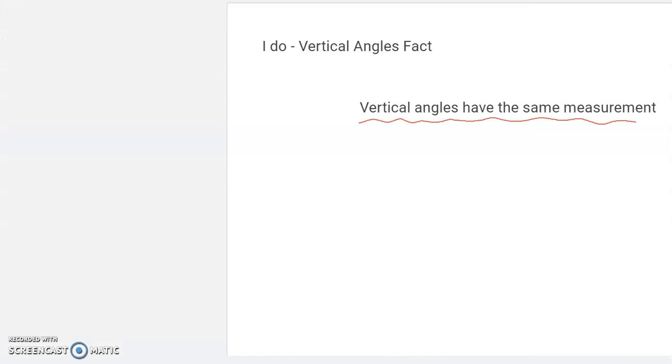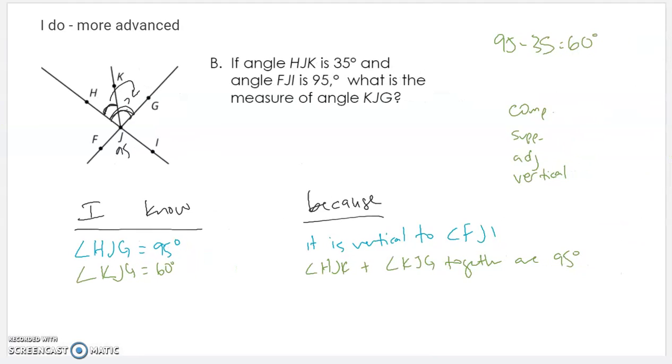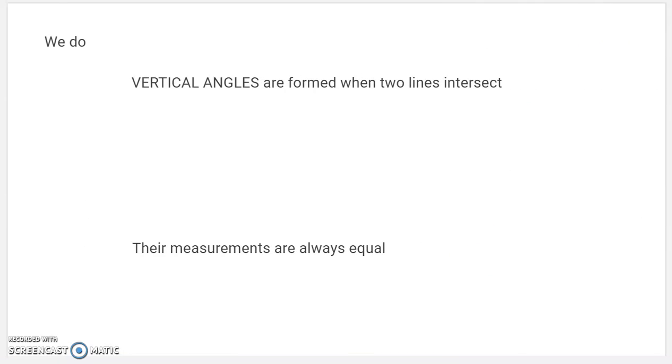So I'm going to zoom over to where we were, and we were ready to write down your we-dos. So open up your math notebook. We're going to do some definitions and a simple one and an advanced one. So here we go. First, vertical angles are formed when two lines intersect. Got to know what they are.